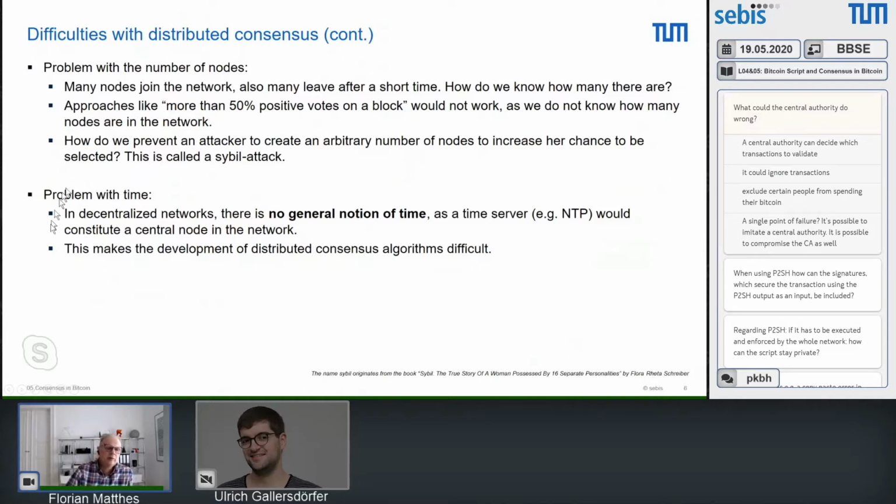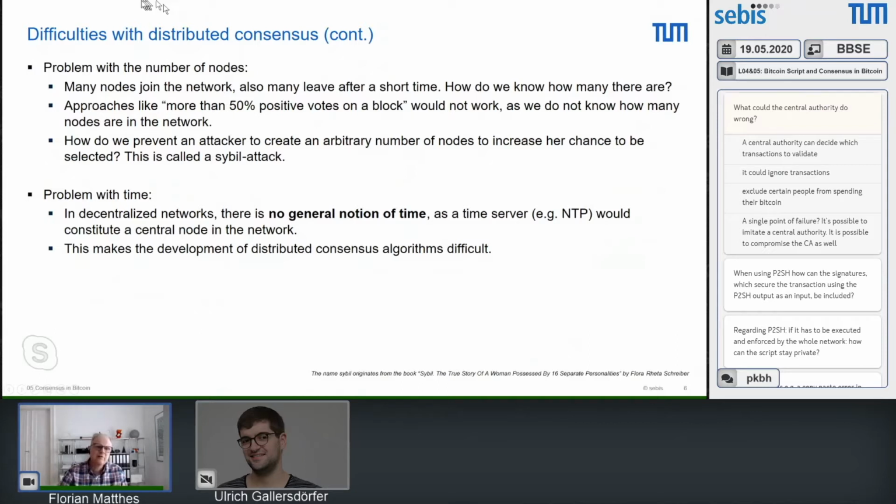Then we also have this problem with time. I think you might know this from your lectures on operating systems, that it's very hard to create a notion of time without a central node in the network, or something like an atomic clock, which is synchronized by means of physical mechanisms. So if you don't want to rely on time servers, which may again be corrupted in times of war, then the question is, how do you establish the notion of time in such a distributed network where people can come and leave?